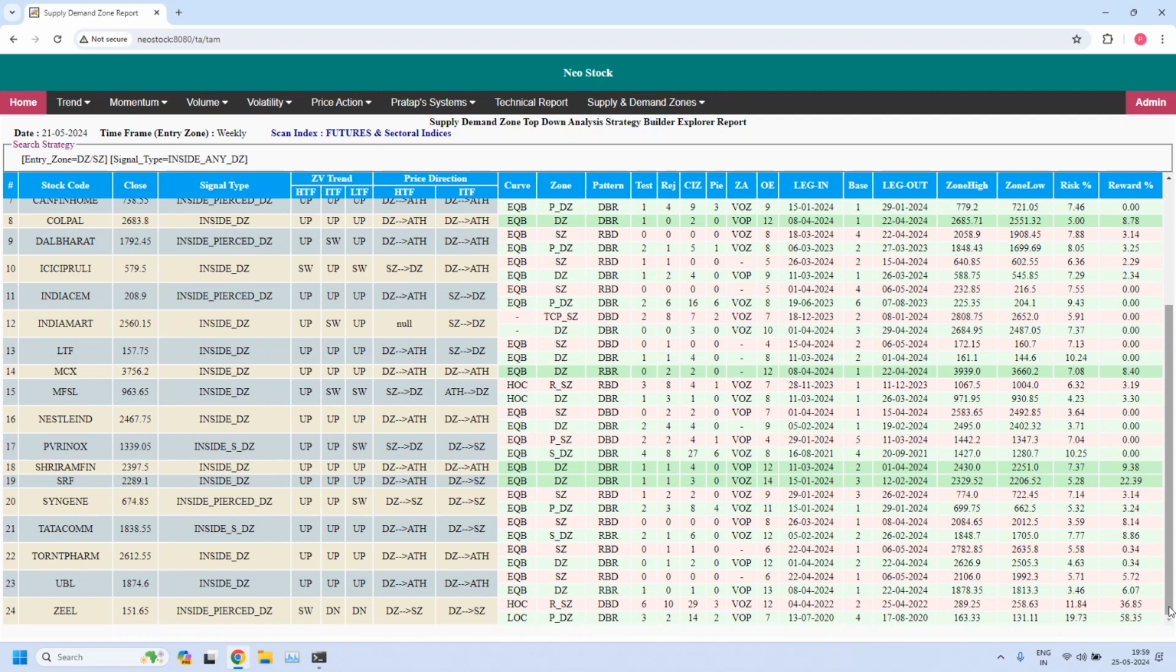So you can study these stocks. Based on that, you can plan your long trades, for weekly income trade or monthly income trade. Okay, let me go back.